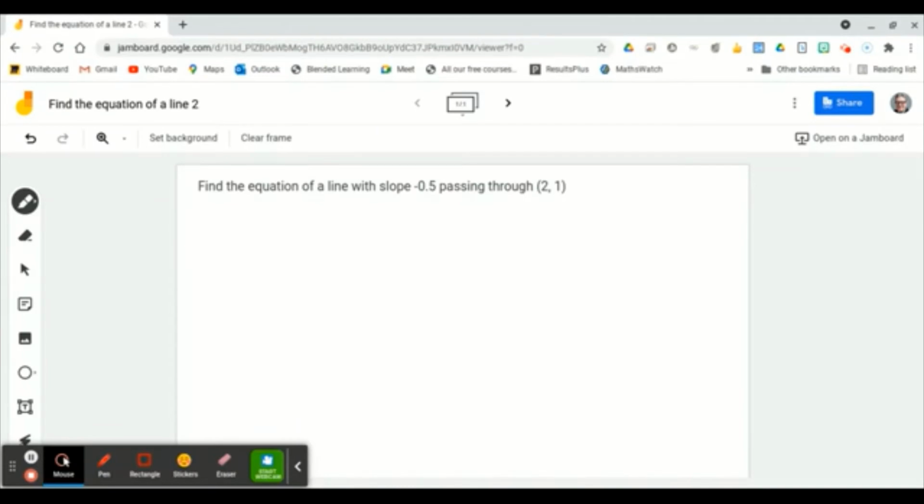So here, if we're asked to find the equation of a line with a given slope passing through a point, this is actually easier because we don't need to find the slope. The question has told it to us. So we know the equation is going to be y is the slope, which is given in the question, minus 0.5x plus c. We also know that this point is on that line, so that the equation must be true for this point, and this point is when x is 2 and y is 1.